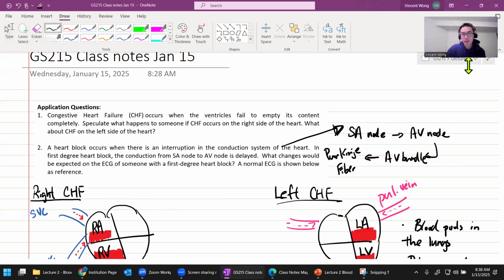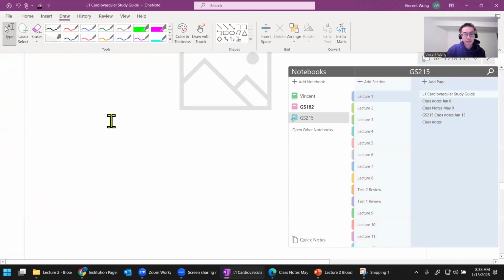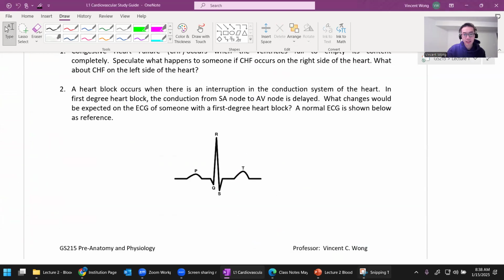Maybe I can grab an ECG diagram from the study guide. I think I included one. There it is.